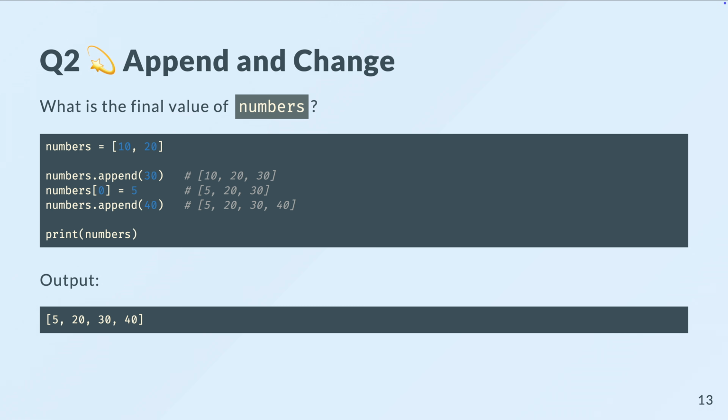Let's check. The final list is 5, 20, 30, 40. That is exactly what prints.